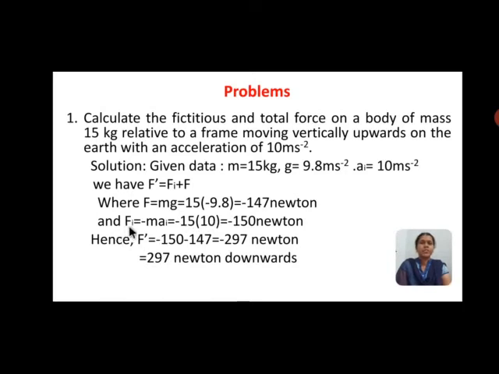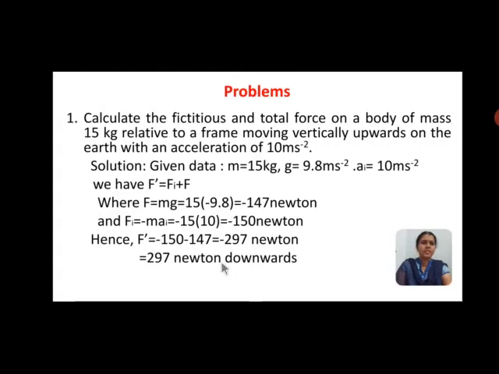So now fictitious force is given by Fi is equal to minus m into Ai. Substitute here the m value and acceleration value, you will get 150 Newton. So hence F dash, the total force, is nothing but Fi plus F. Substitute the values of Fi and F in this equation. So we will get 297 Newton, and we write it as 297 Newton in a downward direction. So this is about the first problem we have solved. We have calculated the fictitious and the total force.